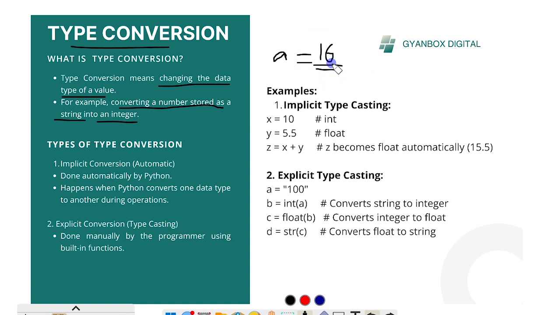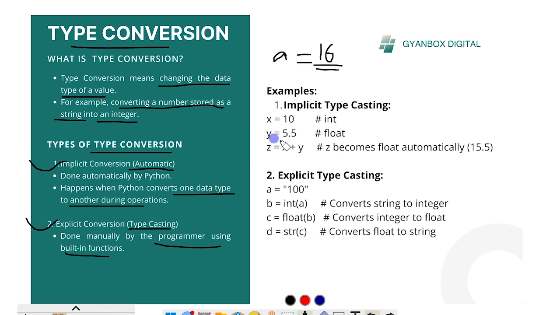But now if I want to make some arithmetic calculations on this value, I will have to convert it into an integer. So Python provides type conversion methods. There are two types of conversion, implicit and explicit. Implicit conversion is done automatically by Python internally. It happens when Python converts one data type to another during operations. Whereas explicit conversion is called typecasting, where the programmer is manually converting the data type.